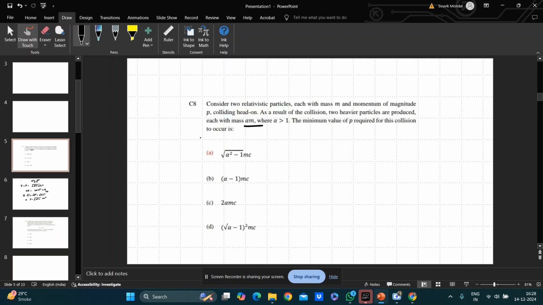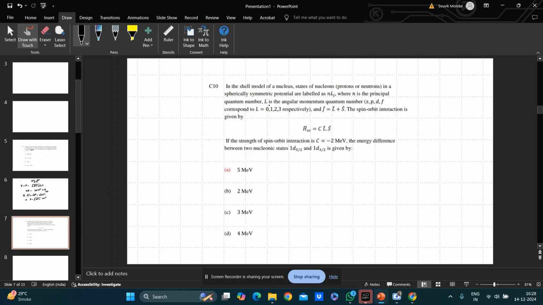I forgot to write the ninth question, so let's move to the 10th question. This is also a very long statement but it is very straightforward. They are describing the shell model. They are writing the spin orbit interaction given by H_SO equal to C into L dot S, and C is minus 2 MeV. What is the energy difference between the two levels 1d 5 by 2 and 1d 3 by 2?